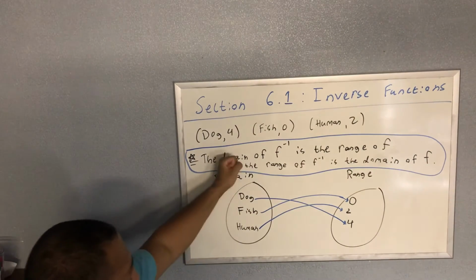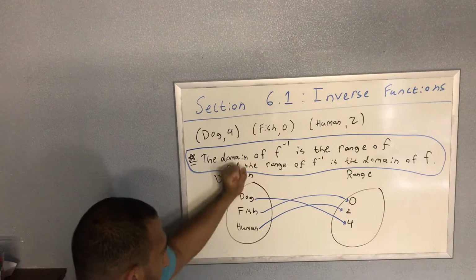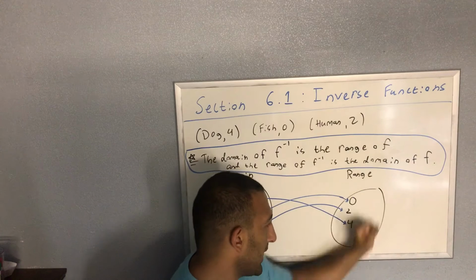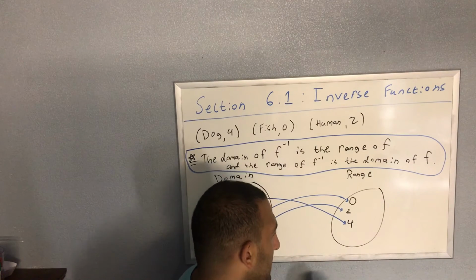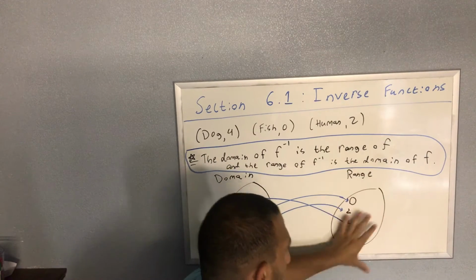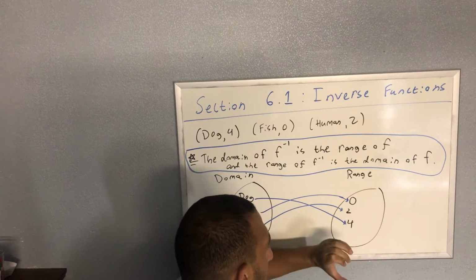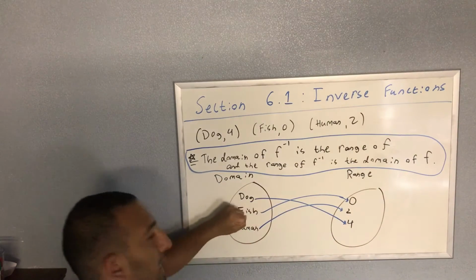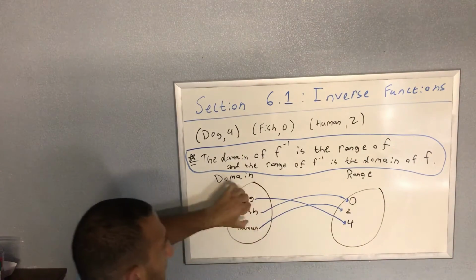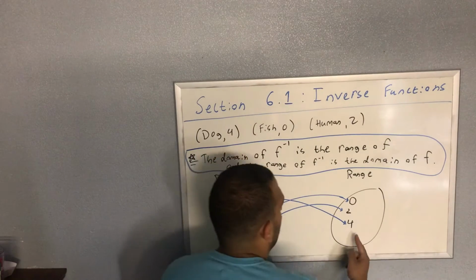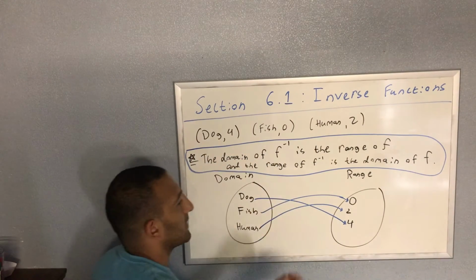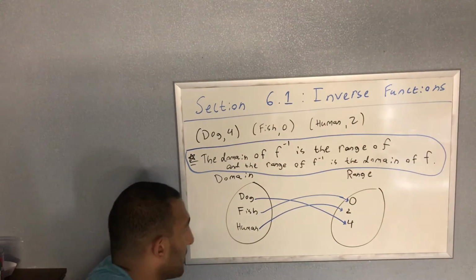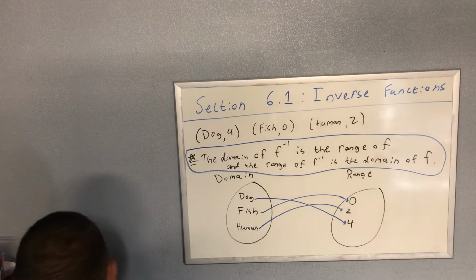The original function takes something from the collection of animals that we're considering, and it gives you a number, the number of legs. But the inverse function is going to do the opposite. The input, aka the domain, will be a number, the number of legs, and then it'll tell you which animal has that many legs. So if I say 4 legs, you know that that's going to be associated to a dog. 0 legs, that's associated with a fish, and so on. So that's one thing about the inverse function.